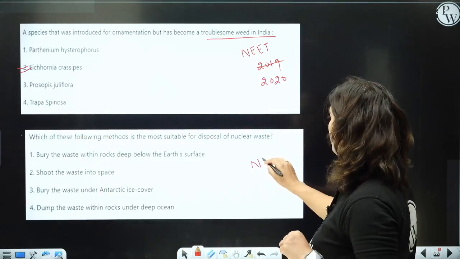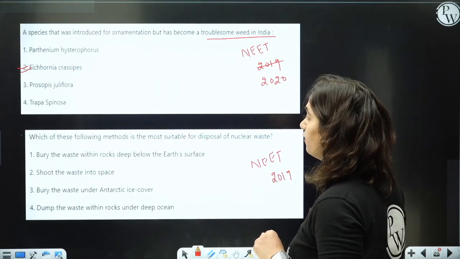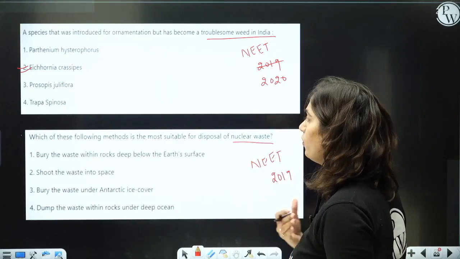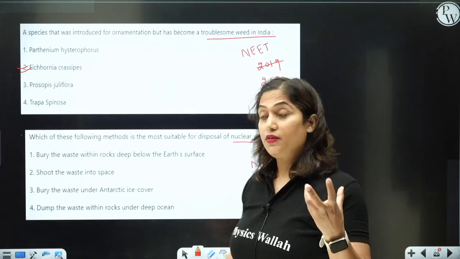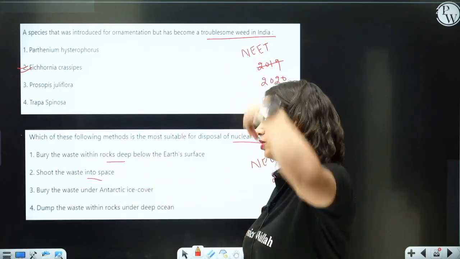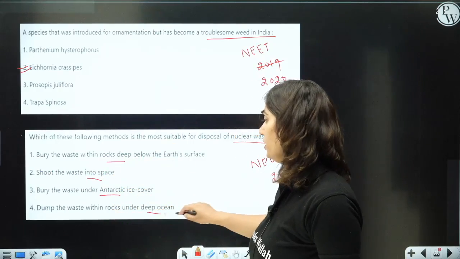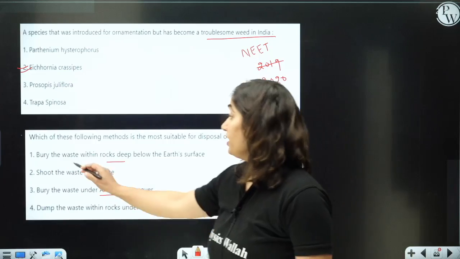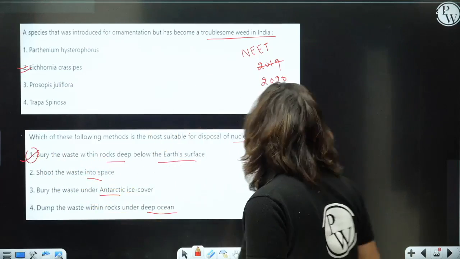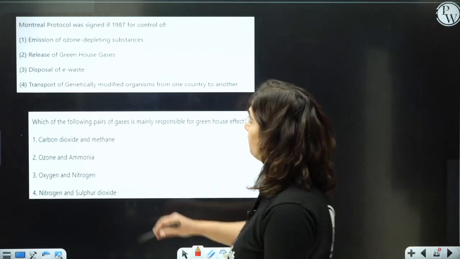Then this is a question of NEET 2019. Which of the following methods is the most suitable for disposal of nuclear waste? How is nuclear waste disposed? Bury the waste within the rocks, shoot the waste into space, bury the waste in Antarctica, or dump the waste in the deep ocean. We know: bury the waste within rocks deep below the earth's surface. These are direct lines from NCERT.